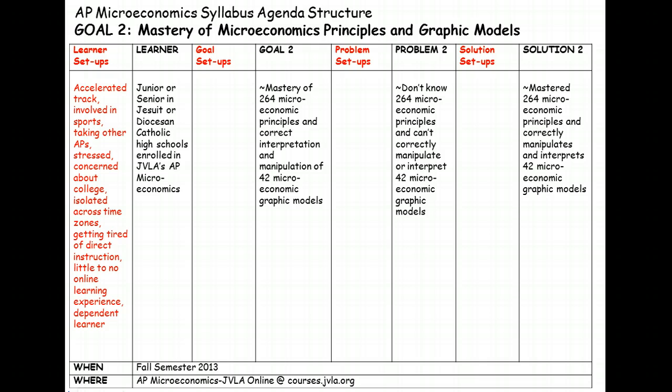The problem in this context is that they don't know those 264 principles and 42 models. And the solution, of course, would be that they had mastered or were very, very familiar with the 264 microeconomic principles and the 42 microeconomic graphic principles.